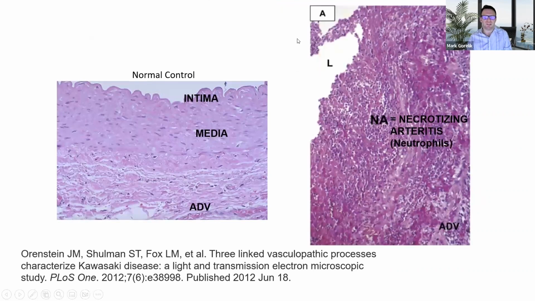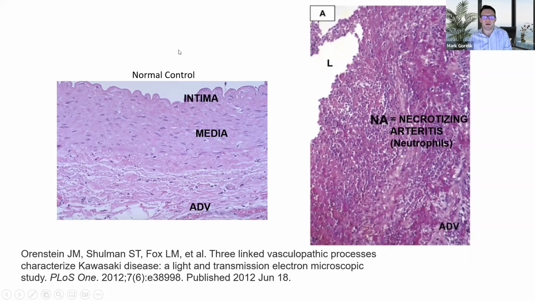So this is just a little bit of the pathology that happens with Kawasaki disease, and it's something to understand a little bit more of what the vasculitis means. So these are the normal blood vessels, and a normal blood vessel has 3 layers, what's called the intima, the media, and the adventitia.